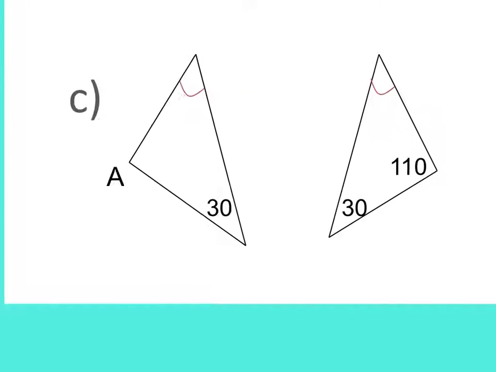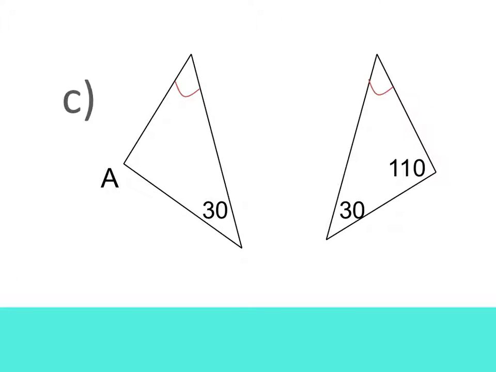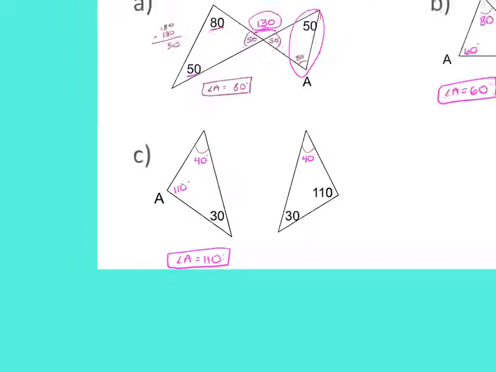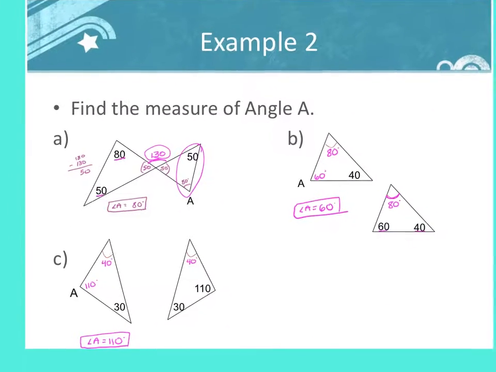Good. Okay, last one. Again, congruent angles, right? So on the right triangle, I've got 30 and 110. Add those together, you get 140. Subtract that from 180. 40, which means this is 40, which means A is 110. Questions on any of those?